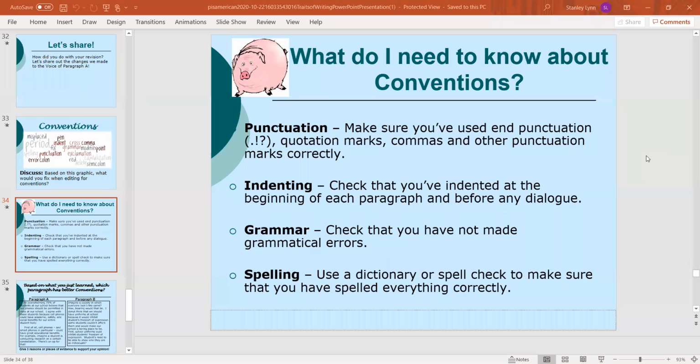First, punctuation. Make sure you've used punctuation: full stops, exclamation points, question marks, commas, any other punctuation marks that need to be used. Indenting. Check that you've indented at the beginning of each paragraph and before any dialogue. Grammar, check that you have not made grammatical errors. And of course, spelling. There is absolutely no reason to have spelling mistakes. You have a dictionary and you have spell check on your computers.